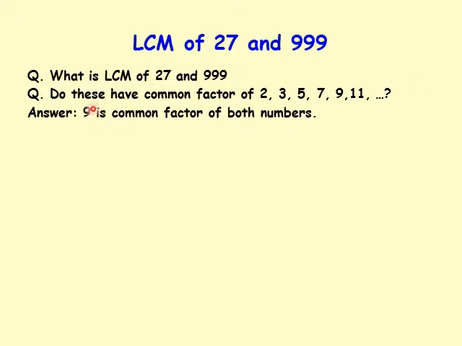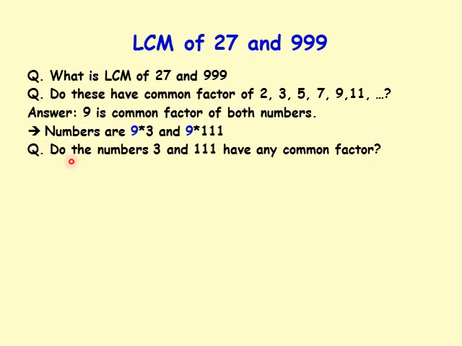Okay. 9 is a common factor of both the numbers, because the digit sum of 27 is 9, and the digit sum of 999 is also 9. That means the first number is 9 times 3 and the second number is 9 times 111. Do 3 and 111 have any common factors?